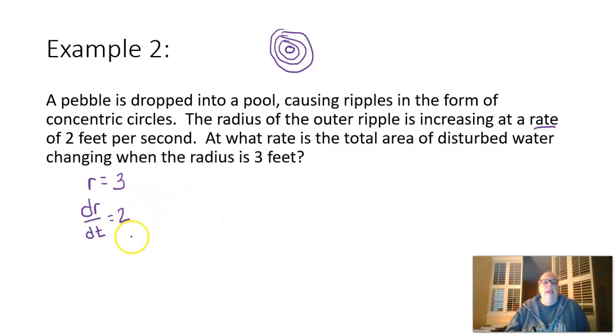Alright, now what we're missing in this that we had in the other one is an equation. Okay, well remember, we're dealing with circles, and we know the formula to find the area of a circle is pi times r squared. So there's our formula right there that we're going to be using. Right? And let's do exactly what we did on the previous problem. We're going to find the derivative with respect to time of both sides of this equation.